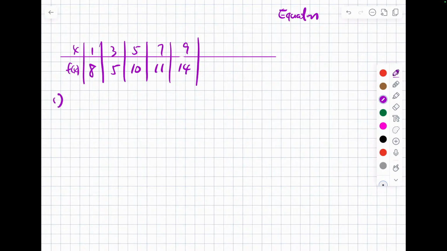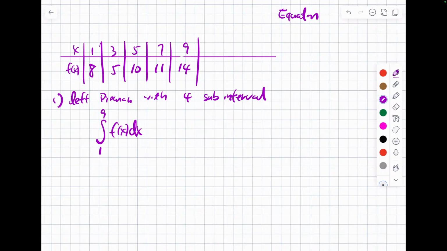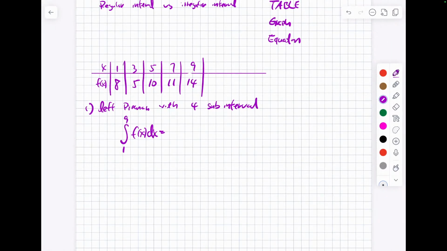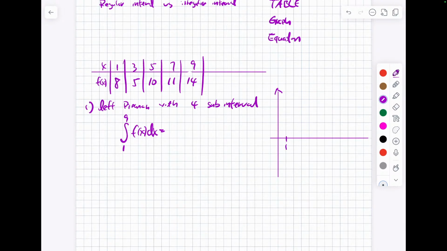In this case, I could have asked you for a left Riemann sum with 4 subintervals, and this more likely is equal intervals. So you can say I can approximate this by the integral from 1 to 9 of f of x dx, which is equal to 4 rectangles. How do I do it the best? I feel like this is the easiest way to visualize, but you can do you. I think this is one easy way.